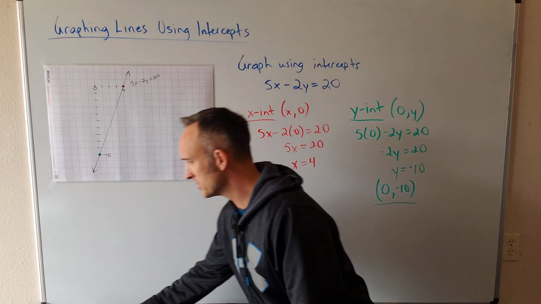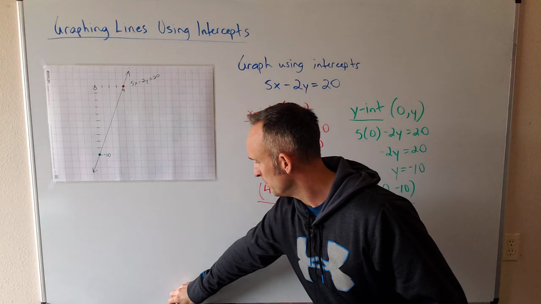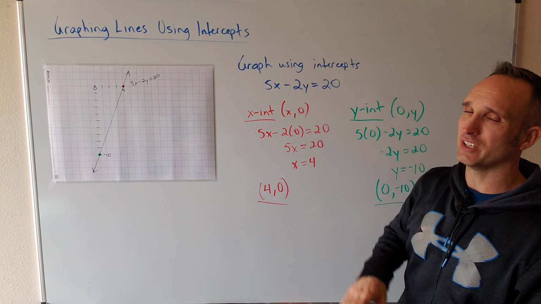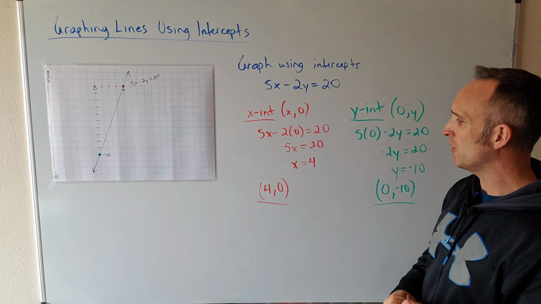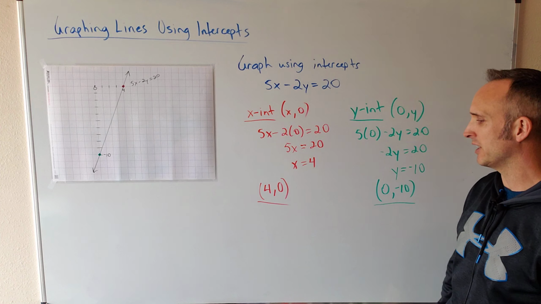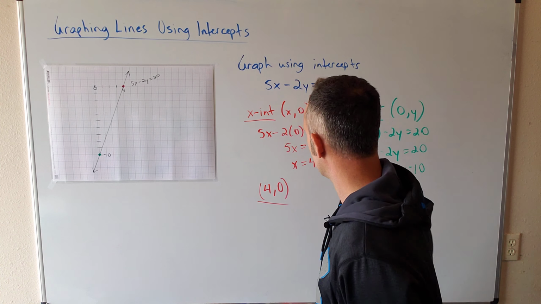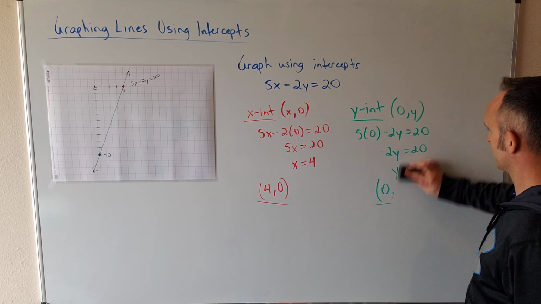Now, intercepts can be pretty quick because you're just plugging 0 in. So it works really nicely with this standard form. However, you're not always guaranteed to get integer values, whole number values for x or y. You can get fractions. And so our next example is going to illustrate that concept.